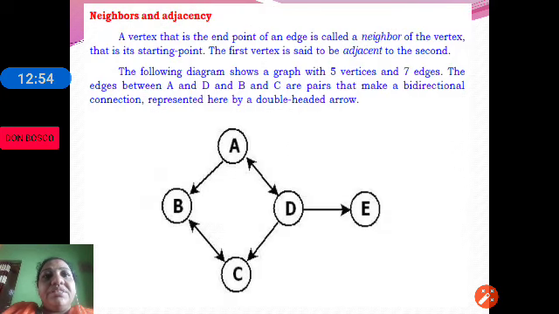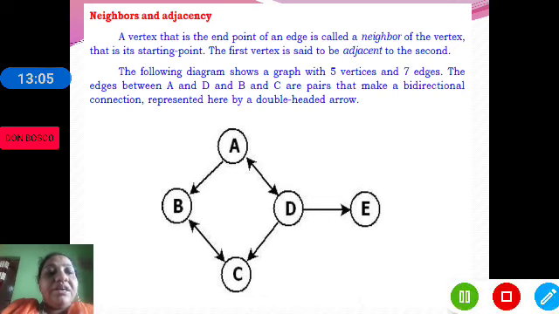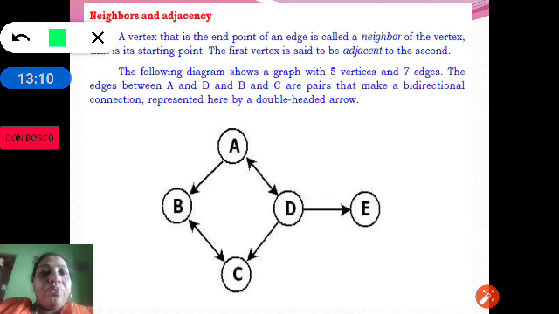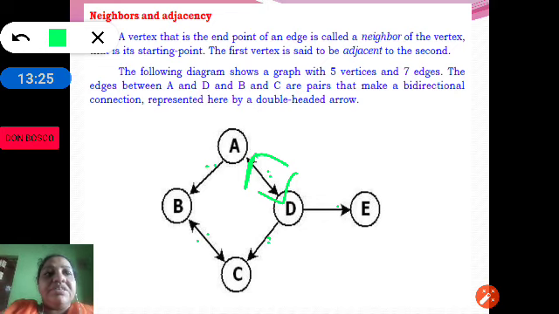A vertex, neighbors and adjacency of graphs. As you can see in the example, A, B, C, D and E are the vertices, and let us count the edges. So there are 1, 2, 3, 4, 5. As there are 2 arrows, it will be taken as 2 counts. So 2 plus 2, 4, 5, 6 and 7. There are 7 edges.